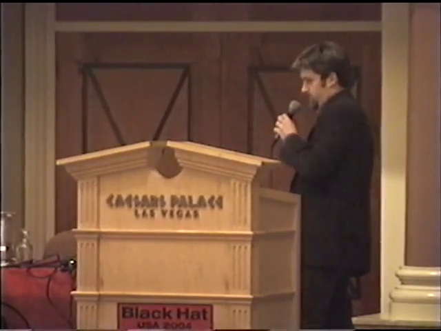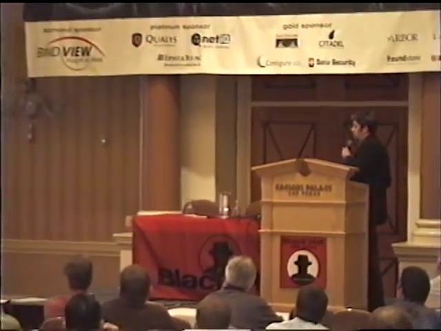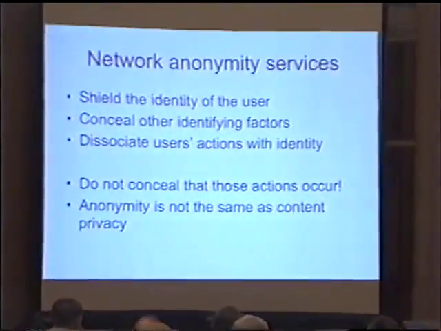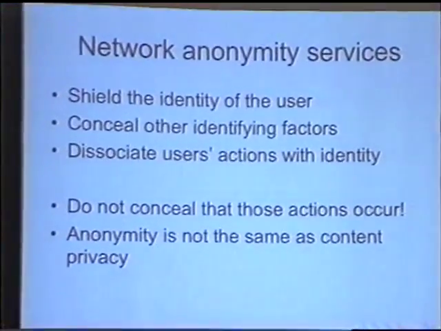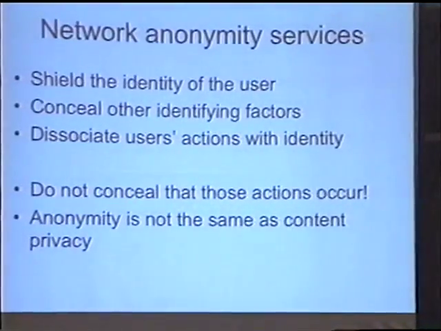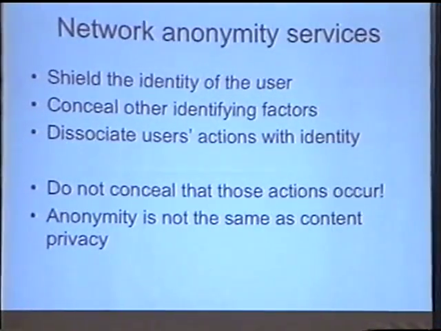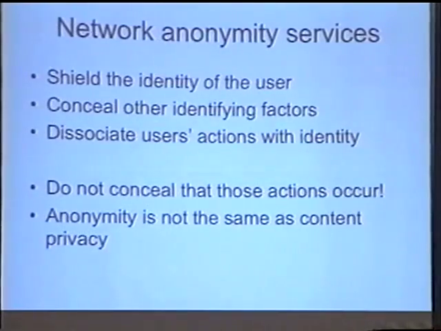So network anonymity services do a number of things. Primarily, they shield the identity of the user. You want to hide names, affiliations, other such identifying information. There's also the possibility of leaking side channel information that can identify a user or help narrow down that user's anonymity set, which network anonymity services also help conceal. They separate a user's actions from his identity. They don't hide the fact that certain actions are occurring. If you are fetching a web page over an anonymity system, you can't hide the fact that that web page is being retrieved. That is the realm of steganography, not anonymity. But what anonymity systems do is separate who is making the request from the request that's being made.